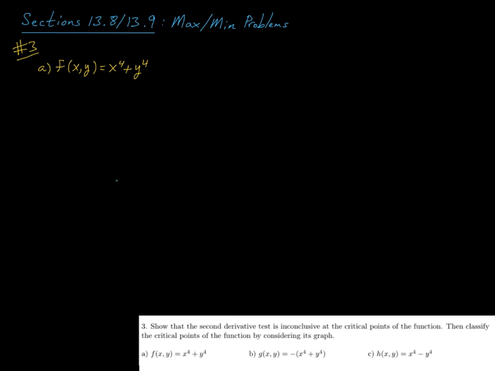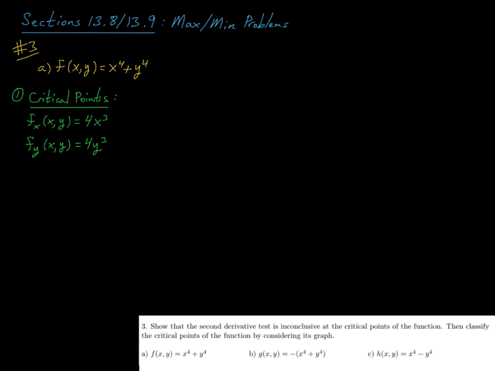Okay, question 3 shows some examples where the second derivative test is inconclusive. And then we're going to have to investigate the graphs to classify the critical points, all right? So part A, we have f of xy is x to the fourth plus y to the fourth.